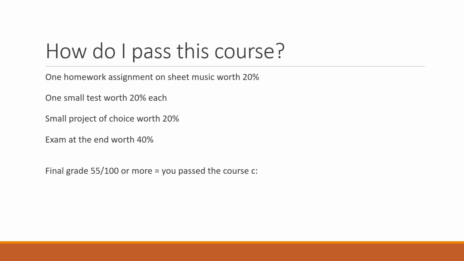There is one homework assignment on sheet music. There is a small test on scales and chords. There is that project at the end, to apply stuff, which are all worth 20% each, and then an exam at the end worth 40%. And if you have a final grade of 55 out of 100, meaning you know at least a bit more than half of it, then you'll pass this course.